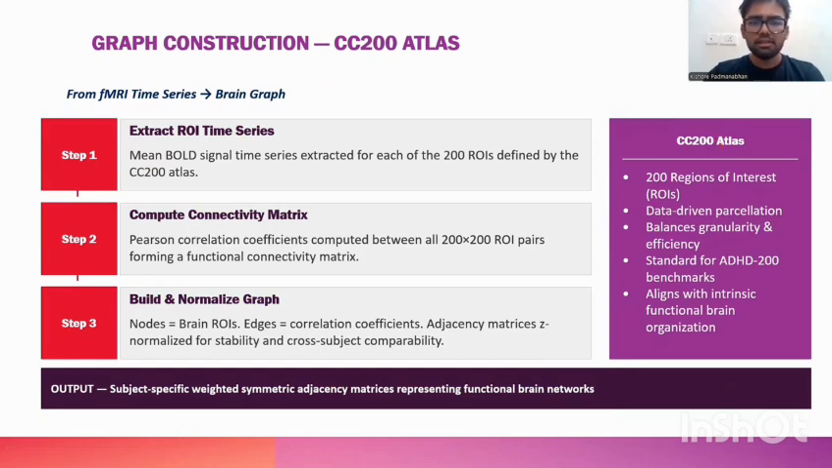Next, we construct the brain graphs using the CC200 atlas, which divides the brain into 200 regions of interest. For each region of interest, we extract the BOLD signal time series and compute the Pearson correlation between all the region pairs. These correlations form a connectivity matrix where the brain regions are represented as nodes and their functional connections are represented as edges.